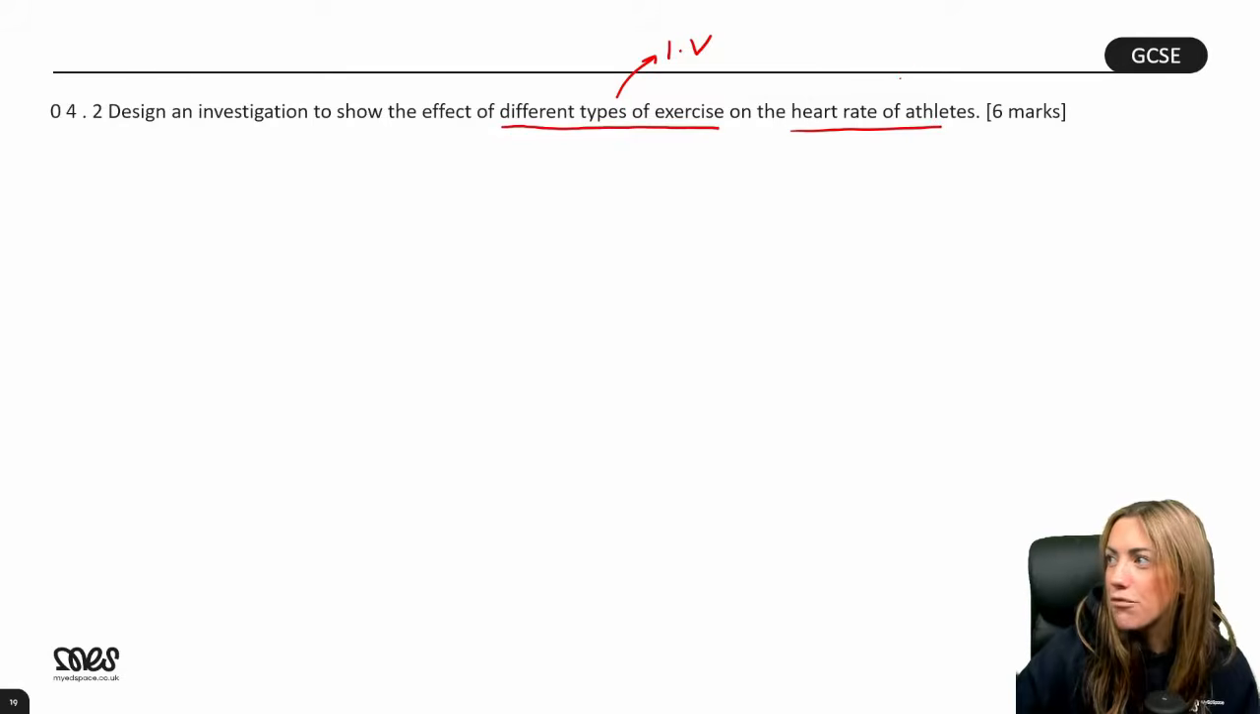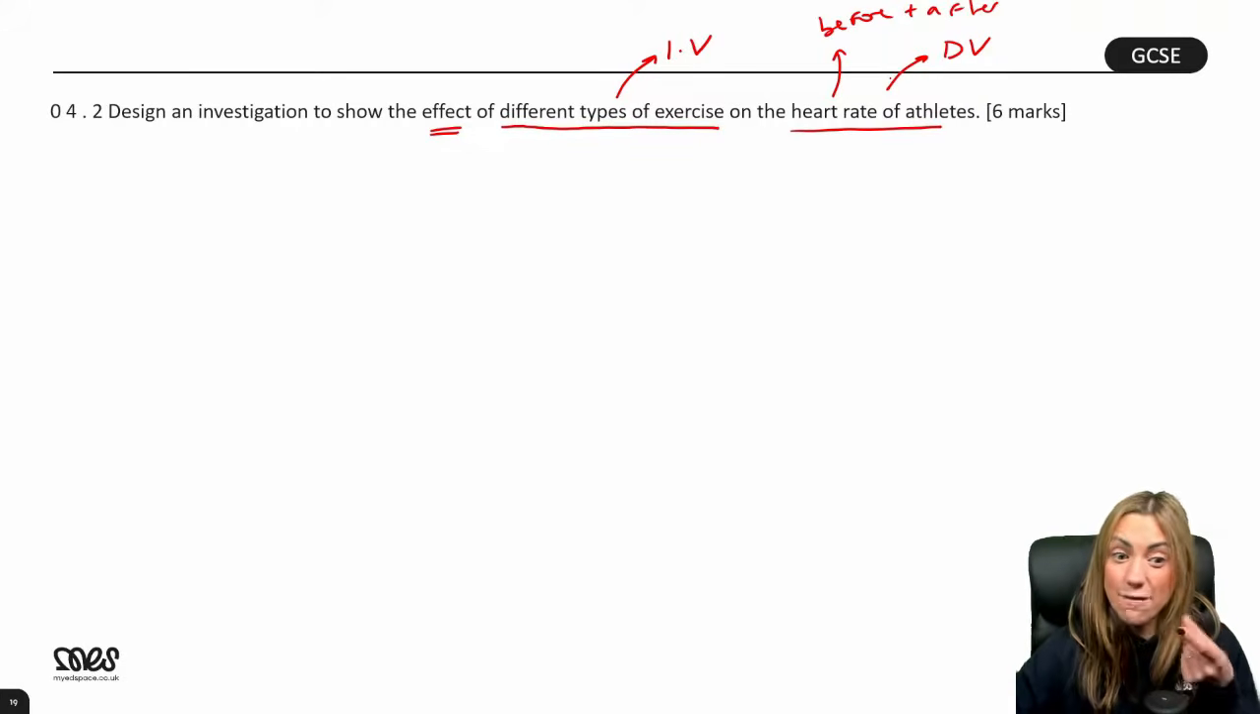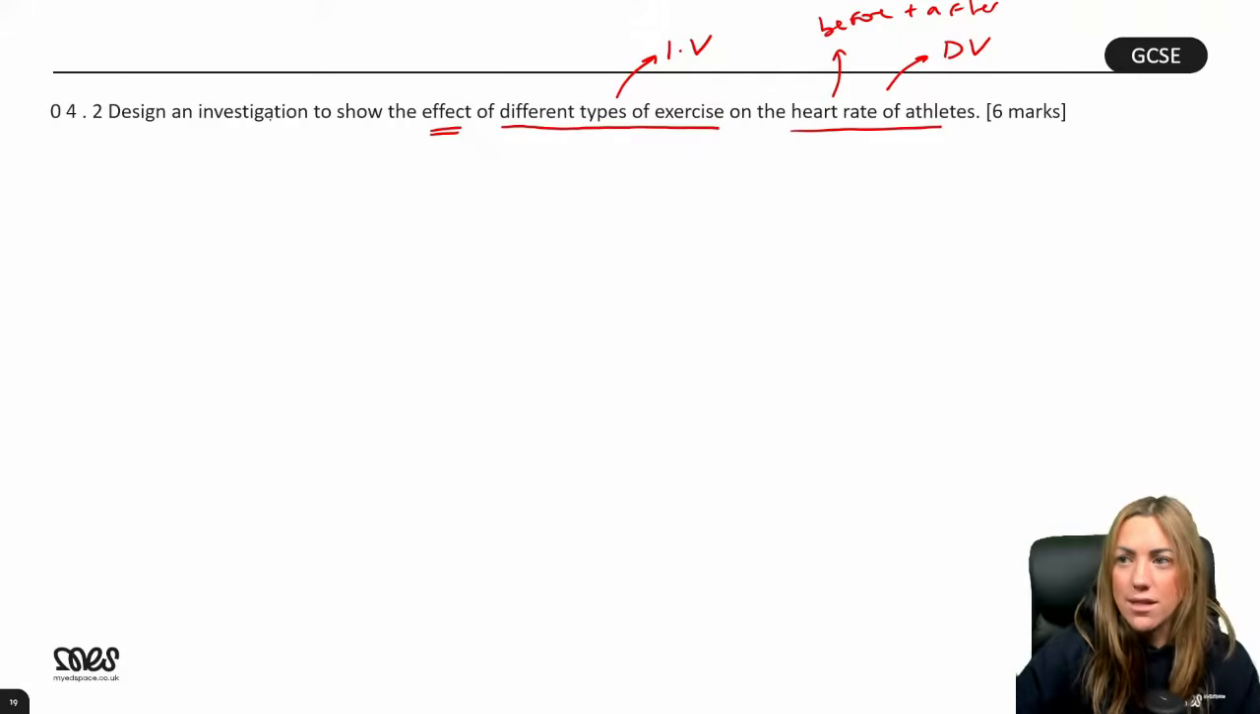And what am I going to be measuring? Well, I'm going to be measuring the heart rate of athletes, but I do want to show the effect of the different types of exercise. So I'm going to have to think about measuring the heart rate before and after exercise, so I can actually see if there's an effect, if there's a change in the heart rate. So now I've done that, I think I can start the question.